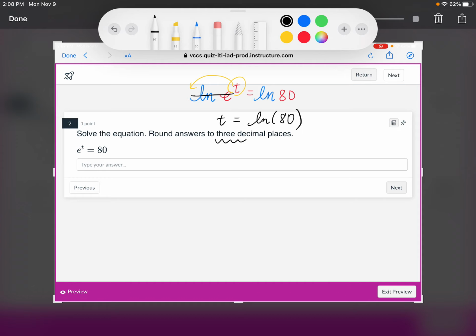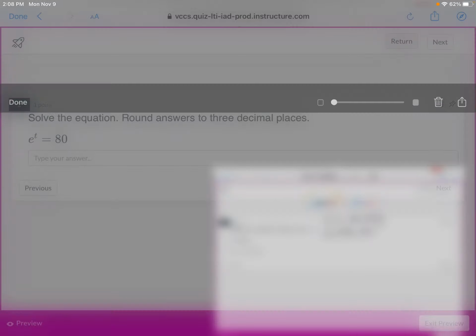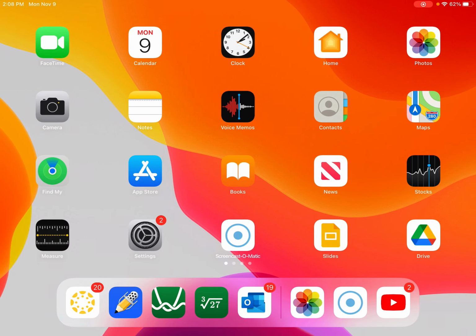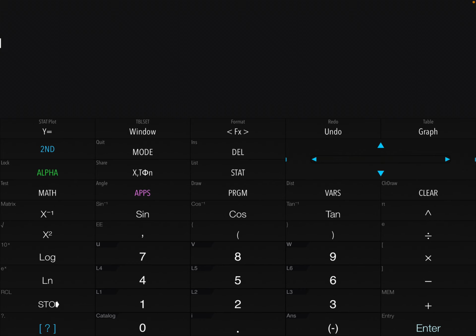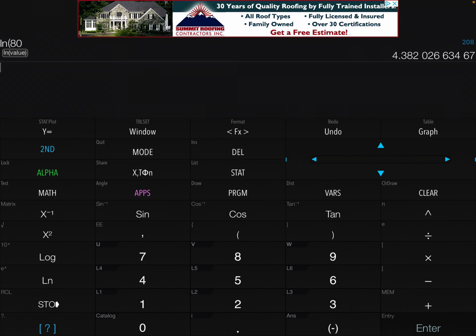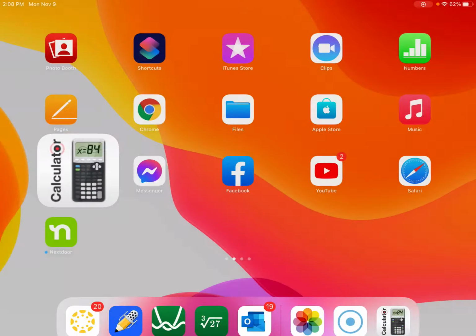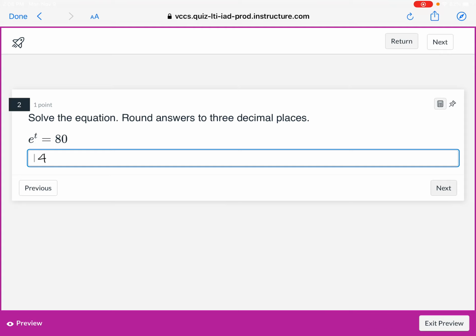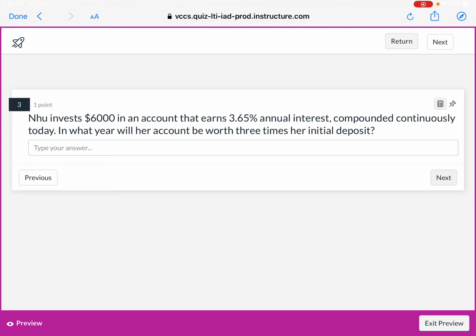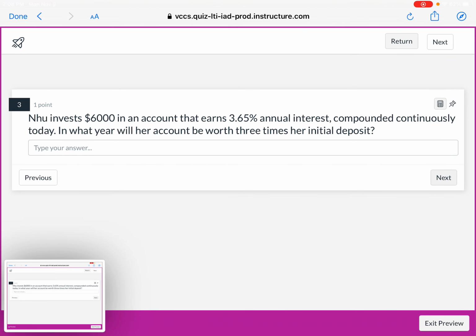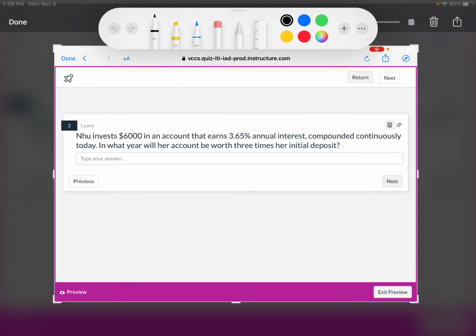They said round the answer to 3 decimal places, so let me go into a calculator and do that. The natural log of 80. I'm on my iPad right now, guys. The natural log of 80 is 4.382. Awesome. Next one.